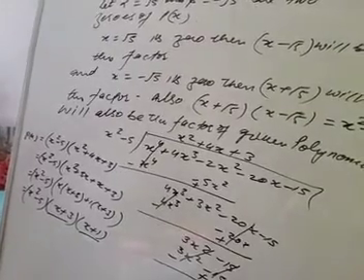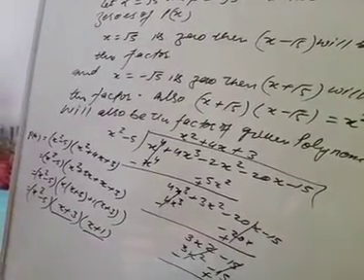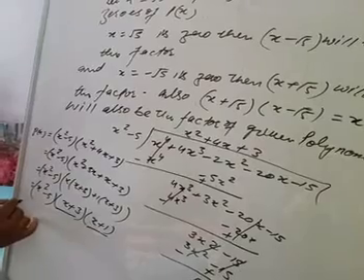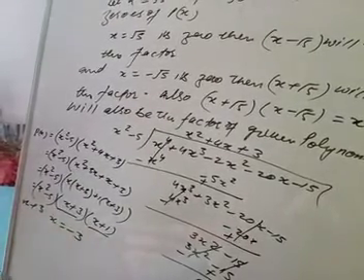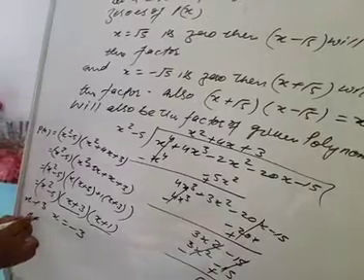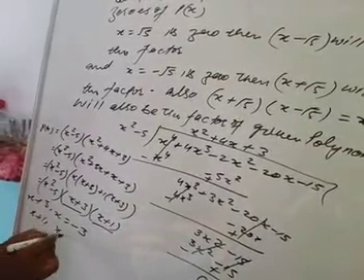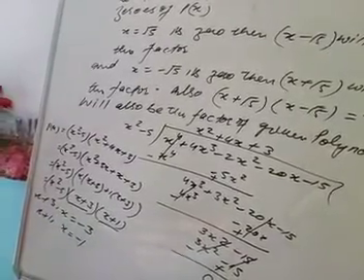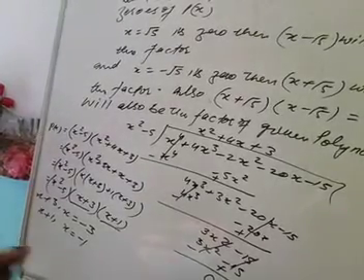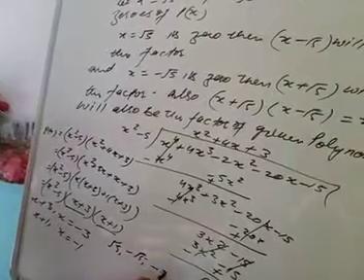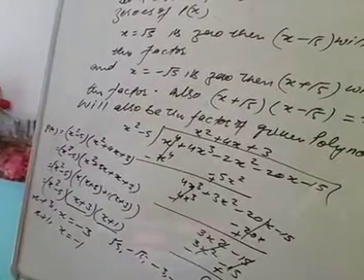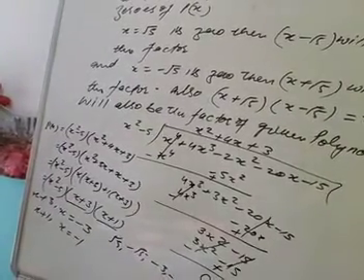We will write, x plus 3 is the factor, then x equal to minus 3 will be the zero. If x plus 1 is the factor, then x equal to minus 1 will be the zero. So all the zeros of the polynomial will be root 5, minus root 5, minus 3 and minus 1. These will be the 4 zeros of the polynomial.